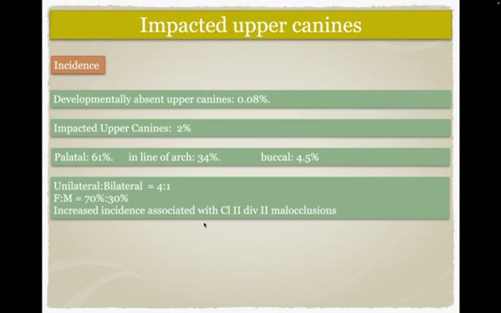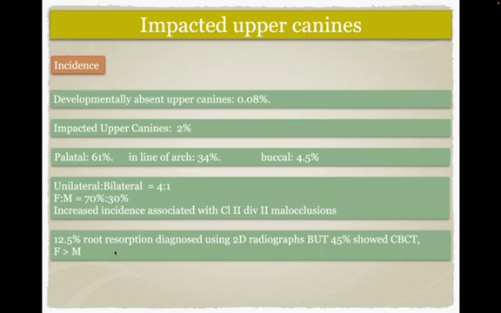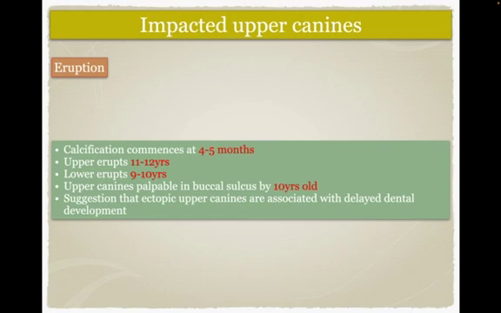And usually there is an increased incidence of impacted canine when you have a patient with a class 2 division 2 malocclusion. Again, a class 2 division 2 has a high genetic background. Canine has a kind of genetic background. That's kind of why we can explain why we have these two kinds of malocclusion together. Now 12.5% have a root resorption when using 2D imaging. However, 45% have a root resorption. We are talking about the canine causing resorption to the lateral incisors.